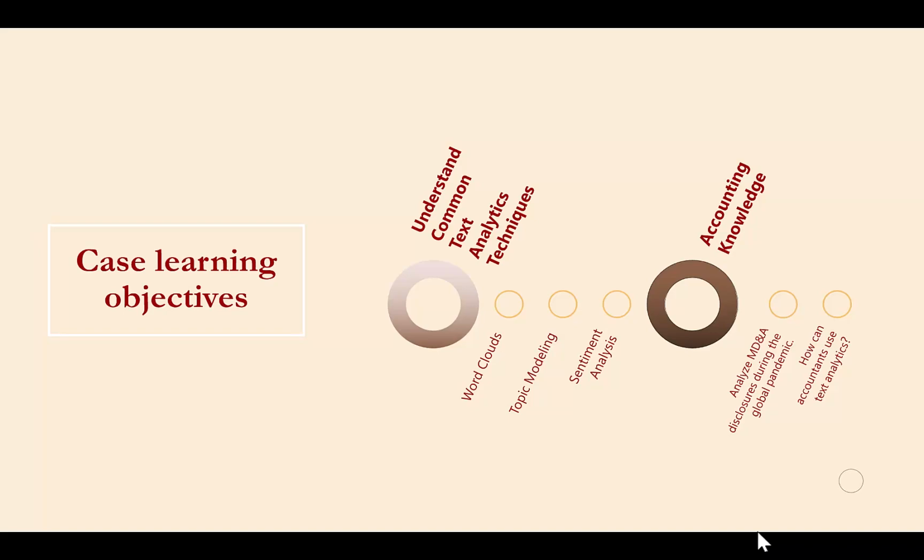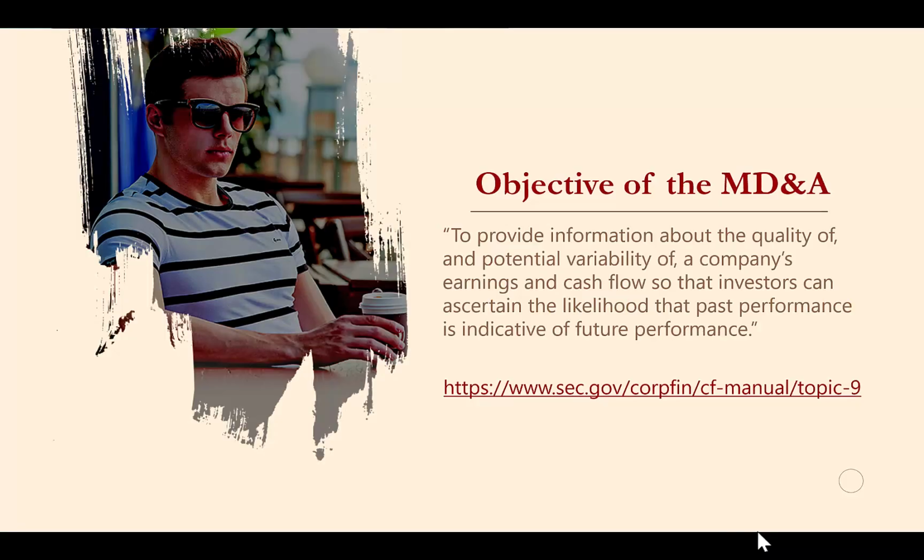Our case illustrates this by exposing you to a potential application of unstructured data analysis as it might be employed in accounting. The MD&A disclosures are of particular interest to investors and therefore accountants because the objective of the disclosure is to provide information about the quality and potential variability of a company's earnings and cash flow. This allows investors to ascertain the likelihood that past performance will be indicative of future performance.